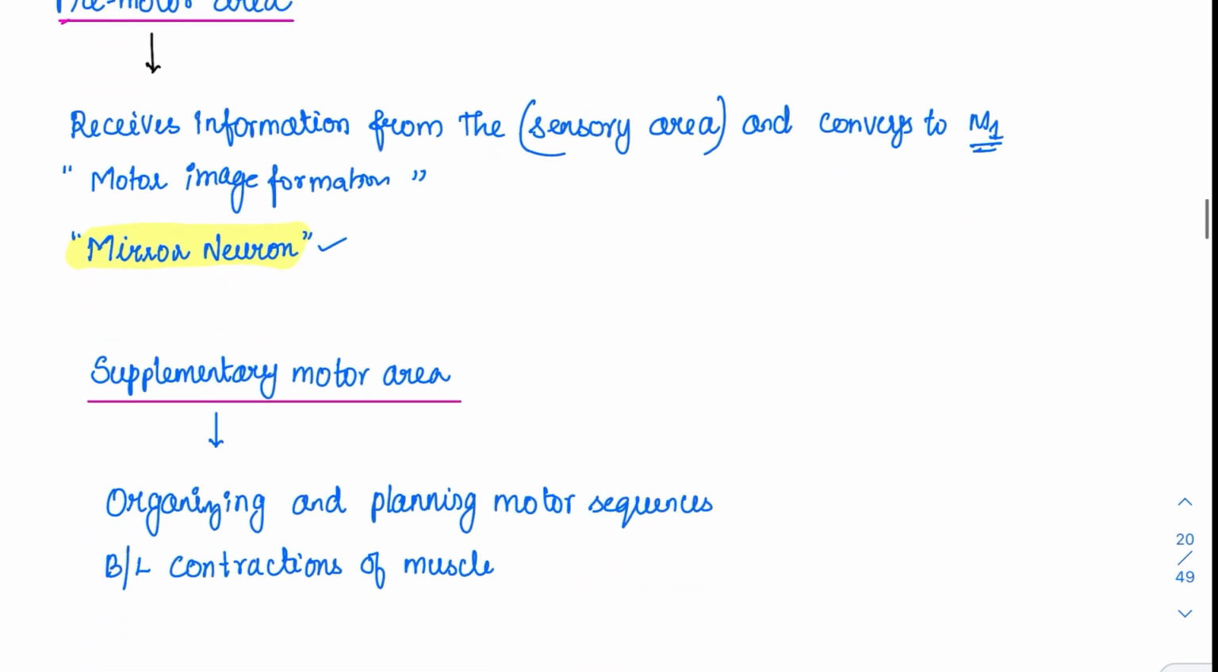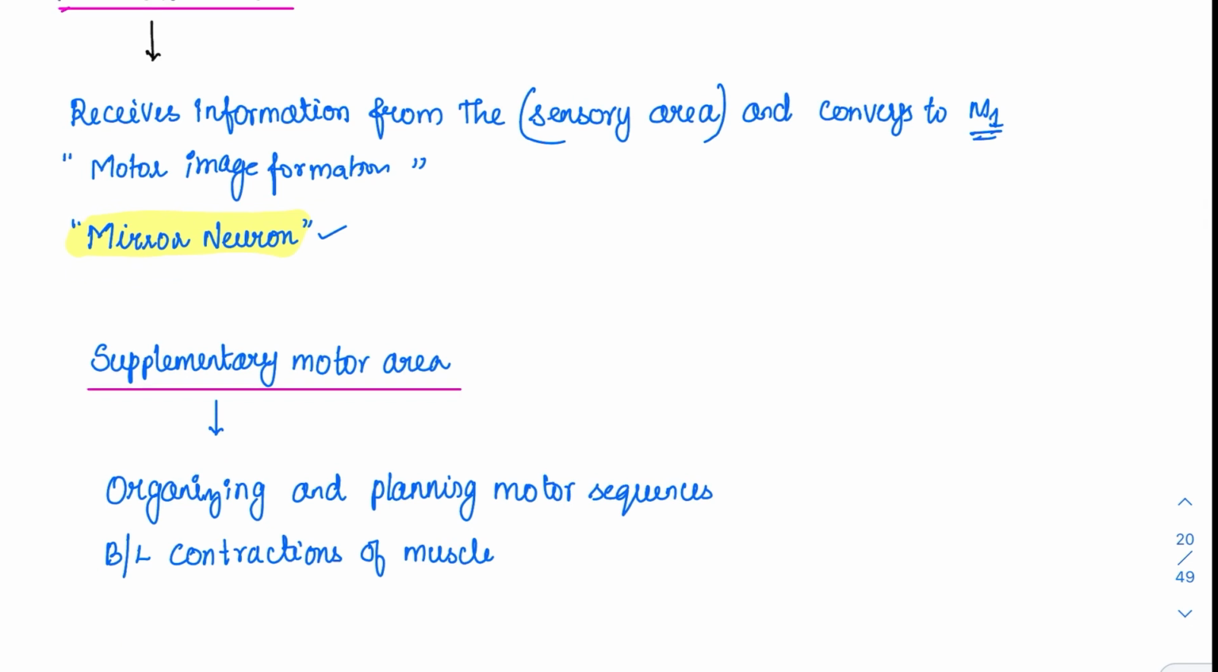Then coming to the supplementary motor area. As the term indicates, it supplements the motor area. It is involved in organizing and planning motor sequences. Not only that, they have found that the supplementary motor area is involved in bilateral contractions of the muscles, like holding something together or catching something. All this happens with the help of the supplementary motor area. This type of grasping movement is very essential for lower animals. Even humans were lower animals before, and they used to climb trees. At that time, bilateral grasping action was very essential, and the supplementary motor area is very essential for these bilateral grasping movements.